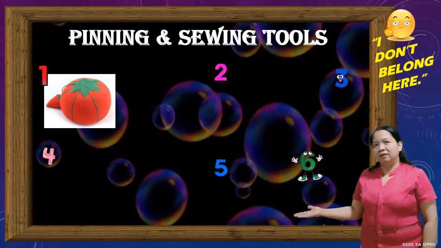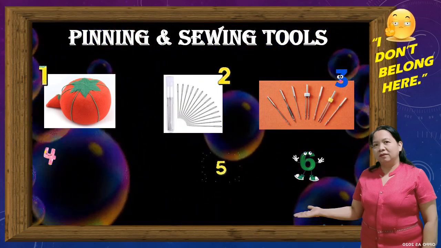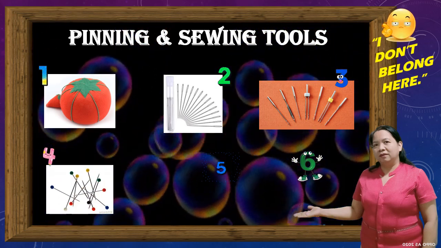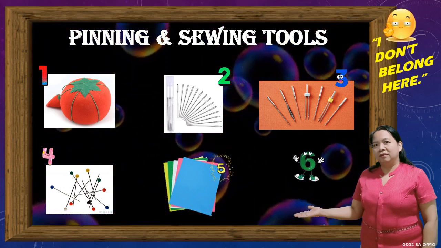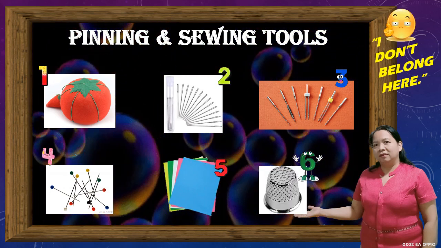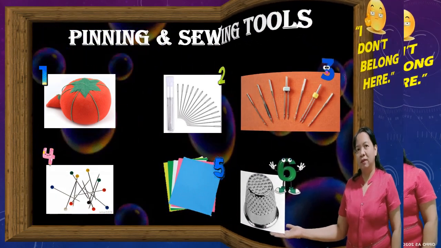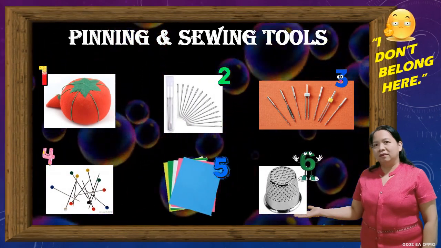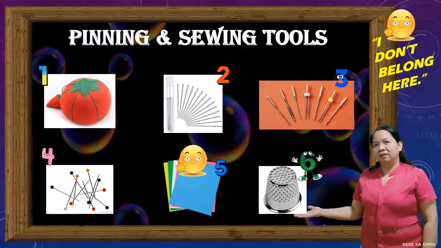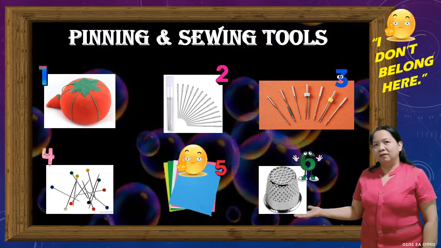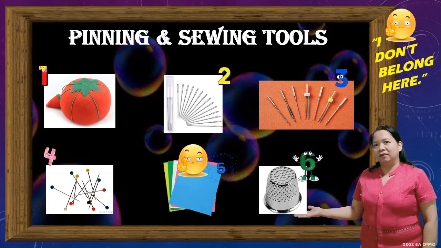Pin cushion. Hand needles. Sewing machine needles. Pins. Dressmaker's carbon papers. Thimble. Which one should not belong in this group? The answer is very good. The dressmaker's carbon papers should not belong in the pinning and sewing tools. Bravo!